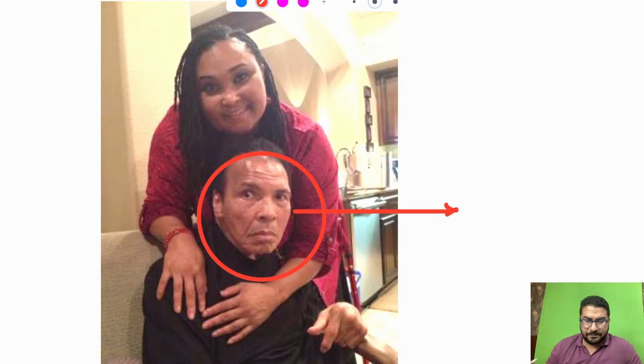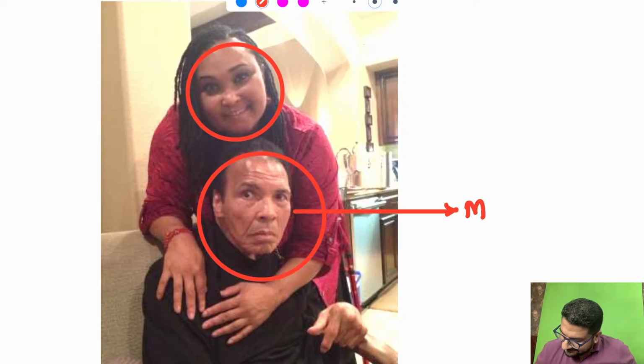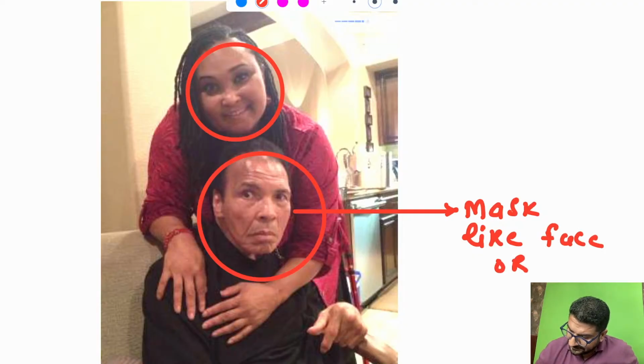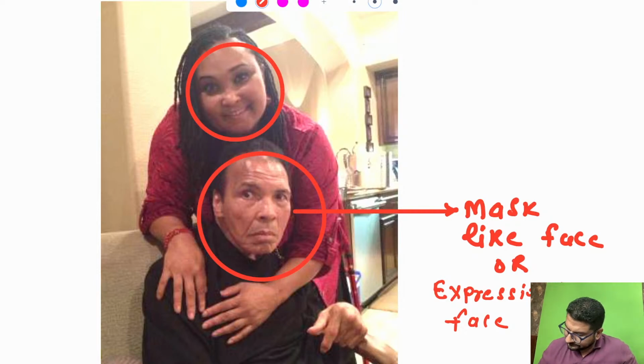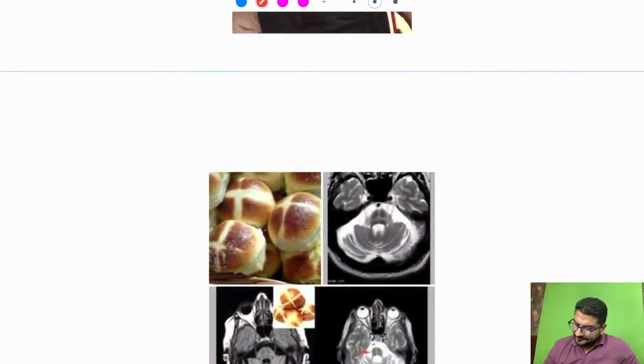You can see his daughter, she is smiling. Muhammad Ali is also smiling, but you cannot see it. He is smiling, but this is what we call a mask-like face. Mask-like face or expressionless face means there is no expression on the face. Mask-like face or expressionless face, right?